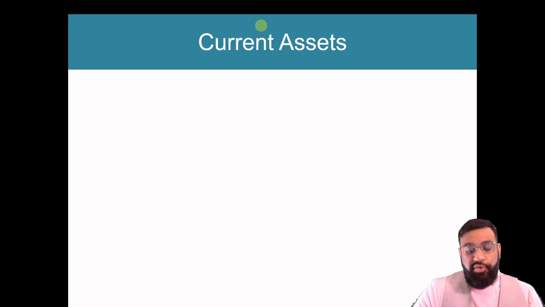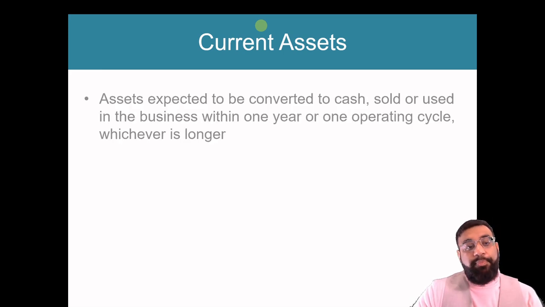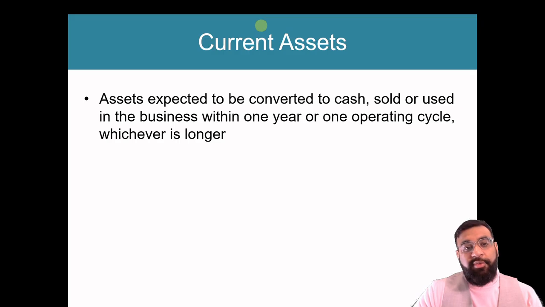All right, we're going to dive into current assets in more detail. So current assets are assets expected to be converted to cash, sold, or used in the business within 1 year or one operating cycle, whichever is longer. So you're going to hear about the operating cycle a lot.